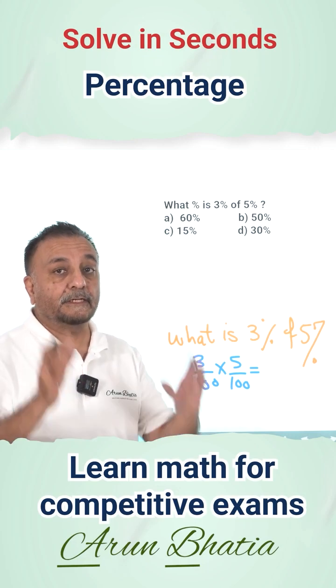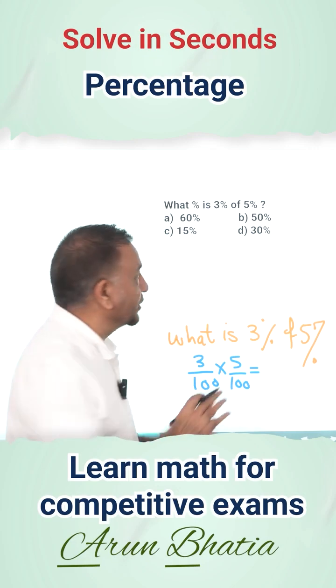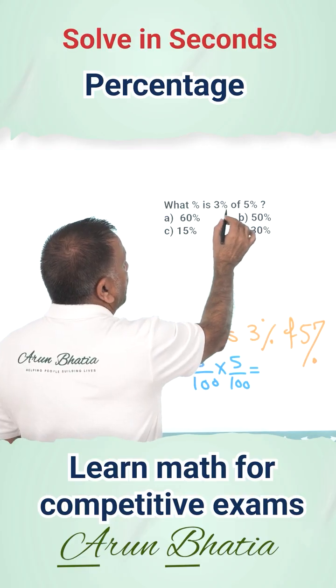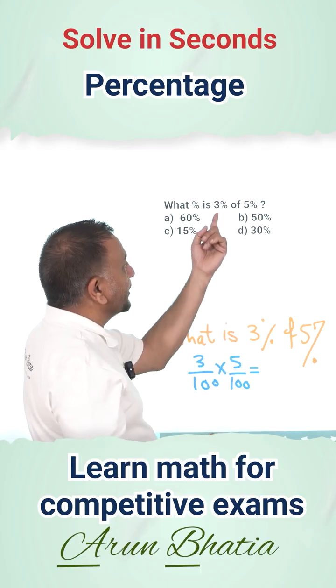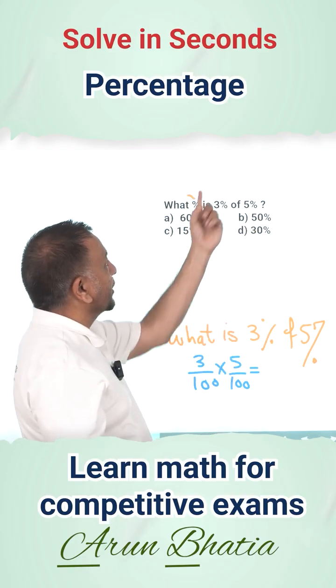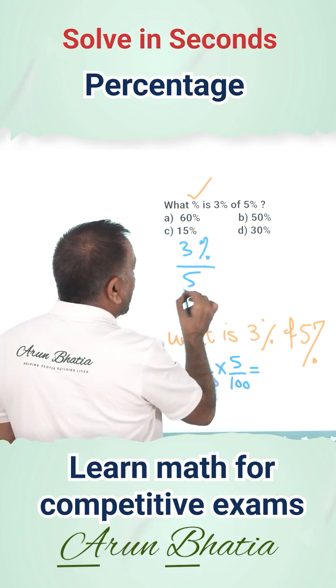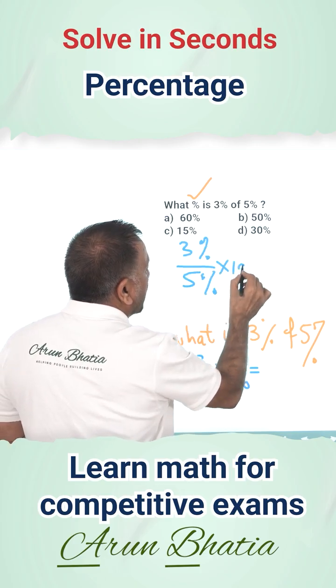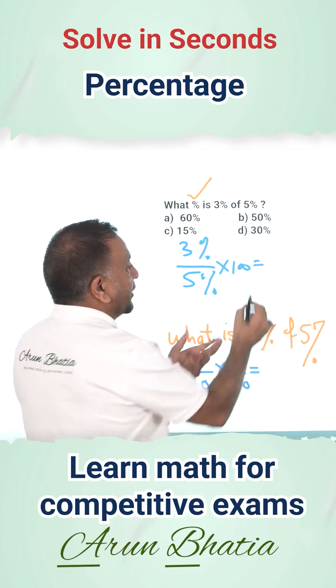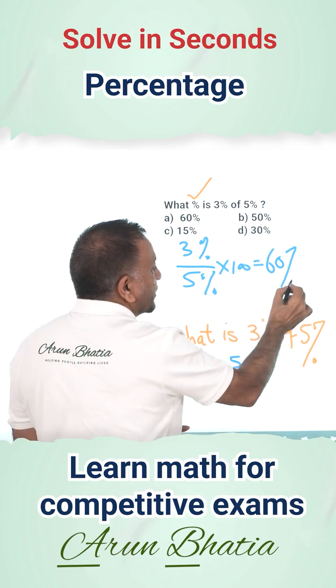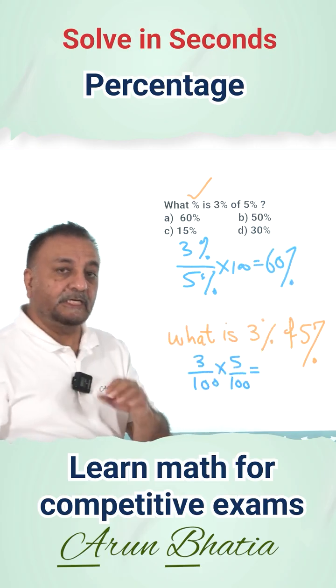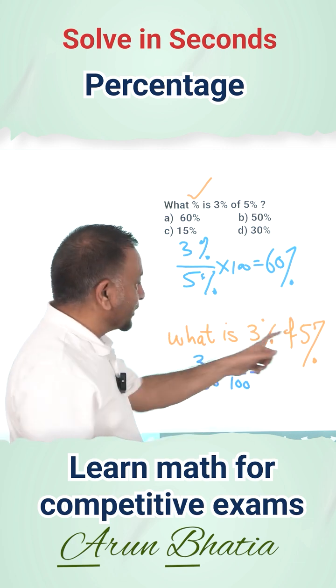Students, ਅਸੀਂ discuss कर रहे हैं important concept of percentage. He said what percent is 3% of 5%. That means 3%, 5% का कितना percent? So 3% upon 5% into 100. 3%, 5% का कितने percent है? तो आंसर क्या आ गया? 60%. But अगर statement इस तरह है, what is 3% of 5%?